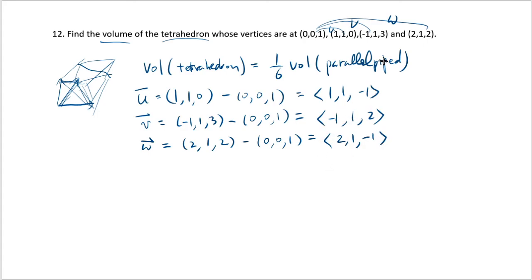Okay, and then it doesn't matter actually which one to call U, V, W. You could have said U is this, V is this, and W is that. You would still end up having the same answer. Okay, so what do you do? It's 1/6 of the triple scalar product, which is computed by just putting these vectors as a 3x3 matrix. And we just compute.